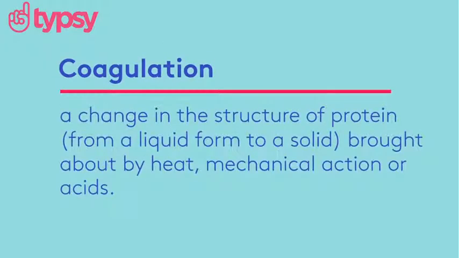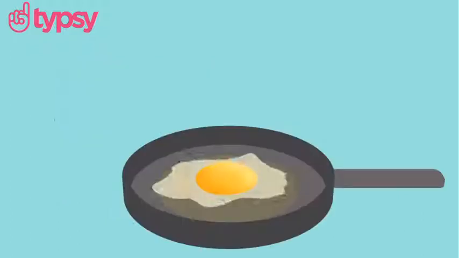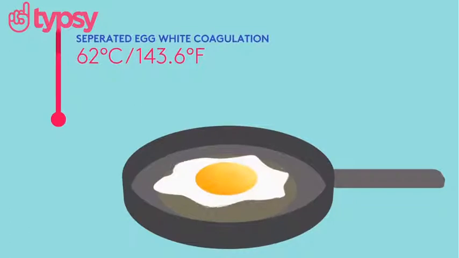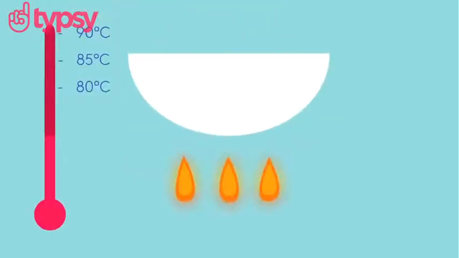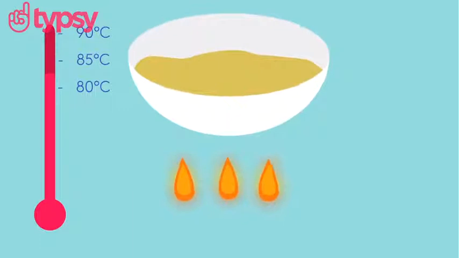Coagulation is defined as a change in the structure of a protein, from a liquid form to a solid form or a thicker liquid. Separated white of egg coagulates at 62 degrees and the yolk a bit higher. These temperatures are raised when eggs are mixed with liquids or with other ingredients such as sugar. Coagulation and thickening of an egg, milk and sugar mixture, as in a custard, will take place between 80 degrees and 85 degrees Celsius, and it will start to curdle between 88 and 90 degrees Celsius.